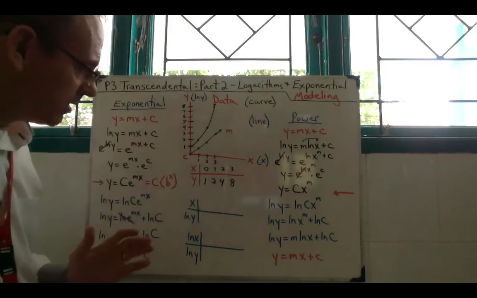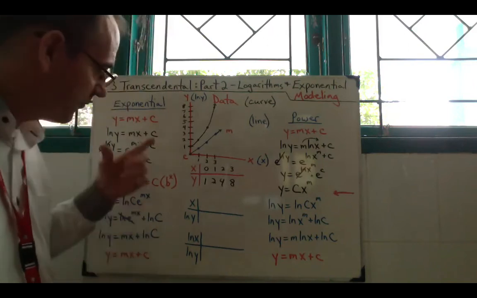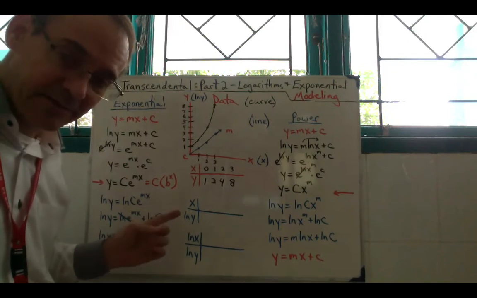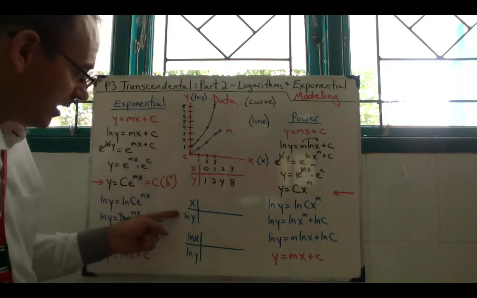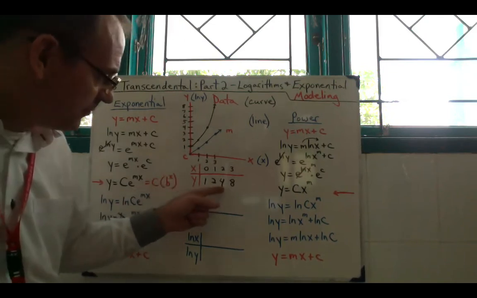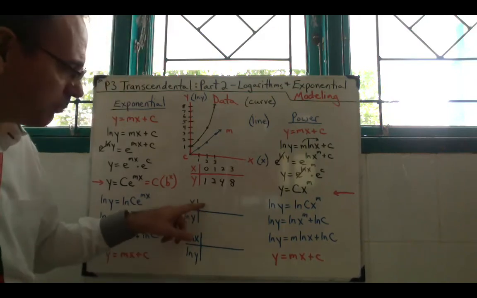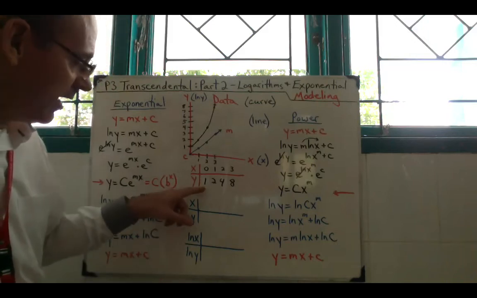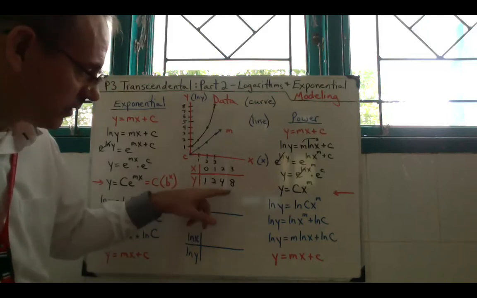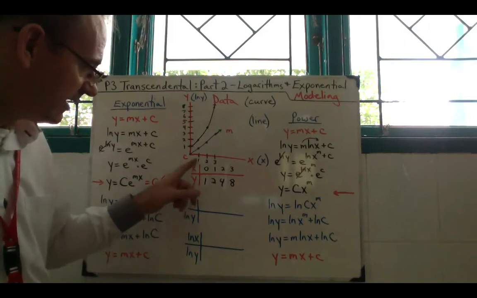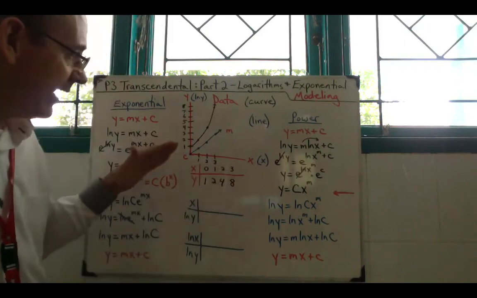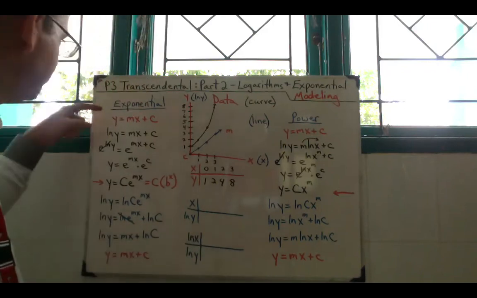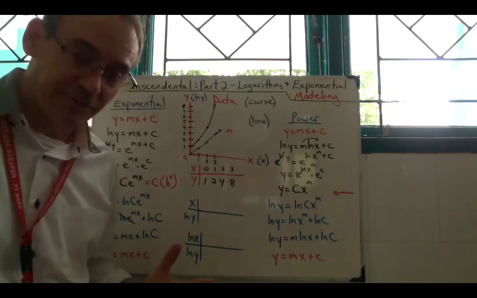So there are a couple of things that you can do. First, take the logarithm, actually the natural logarithm of the y value, and plot that against the x. So you go ln 1, ln 2, ln 4, ln 8, and plot that against 0, 1, 2, 3. And if that gives you a straight line, then that means you're going to have an exponential curve.